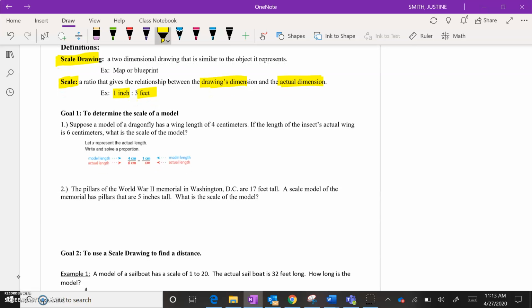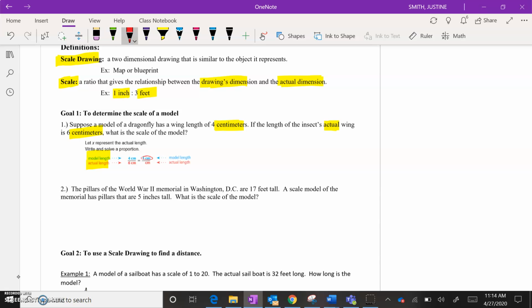For this first example, it says, suppose the model of a dragonfly has a wing length of 4 centimeters. The length of the insect's actual wing is 6 centimeters. What's the scale of the model? You always set this up with the model length to the actual length. If they're asking for the scale, they want you to simplify this so that the model length is always 1 and then to something.